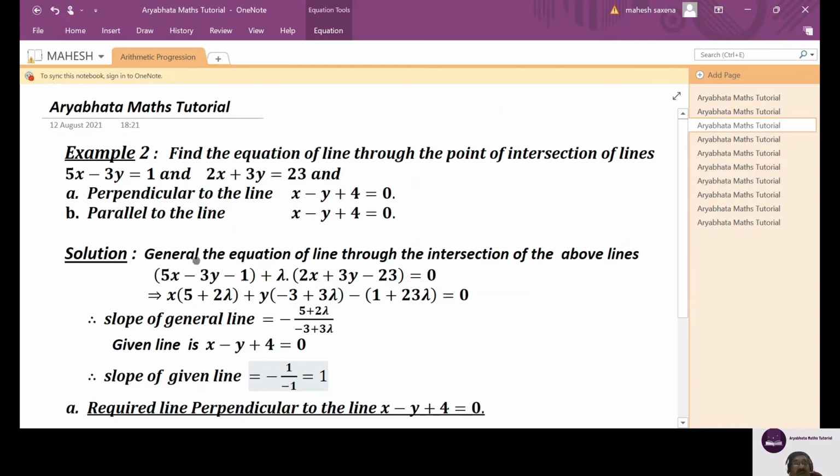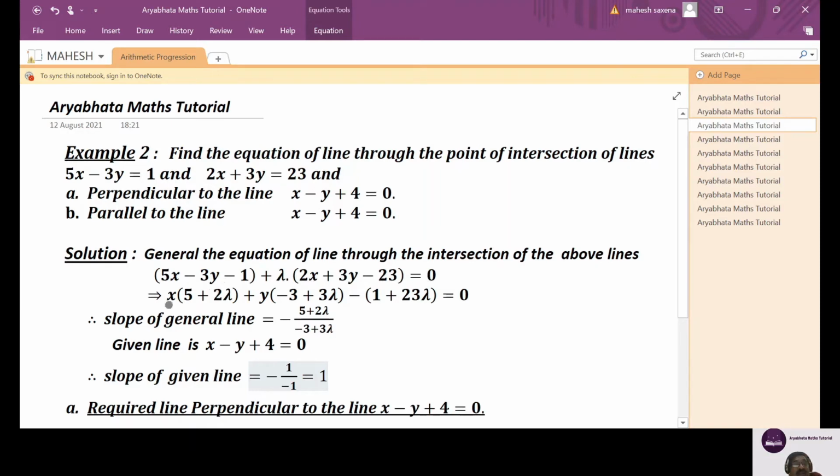Now, as we know, the general equation of a line through the intersection of these two lines will be 5x minus 3y minus 1 plus lambda times 2x plus 3y minus 2 equal to 0.